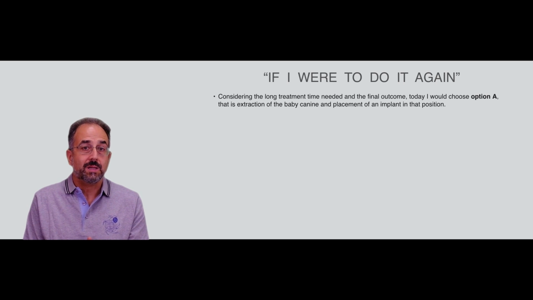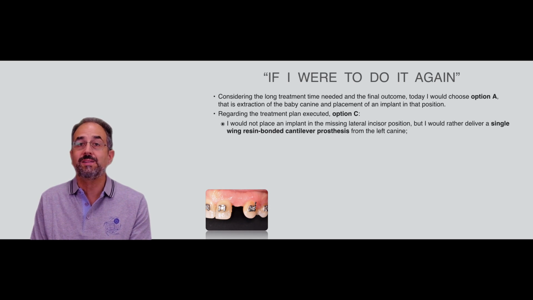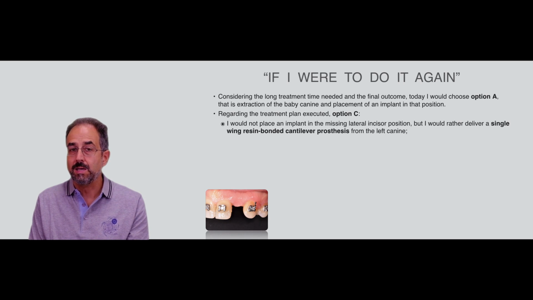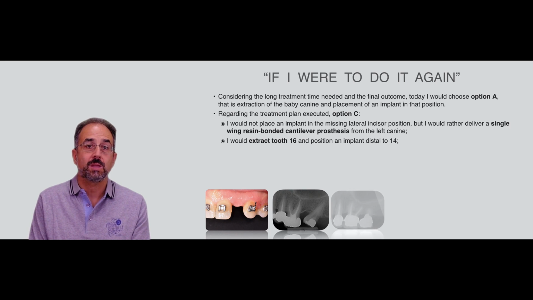Now, since I did carry out option C, what are the other things I could have done differently? First of all, I would probably have avoided placing an implant in the position of tooth number 10. I would have chosen instead a single wing resin bonded cantilever prosthesis, because I have done this now for a number of years and I see very, very good performance with that, and certainly it allows me to shorten treatment time very effectively.